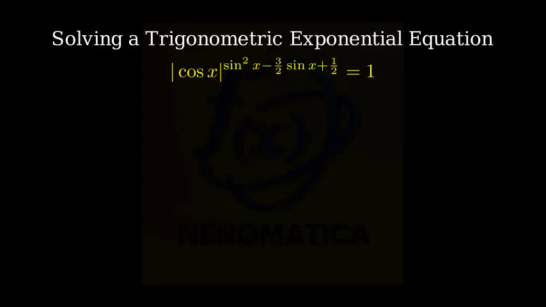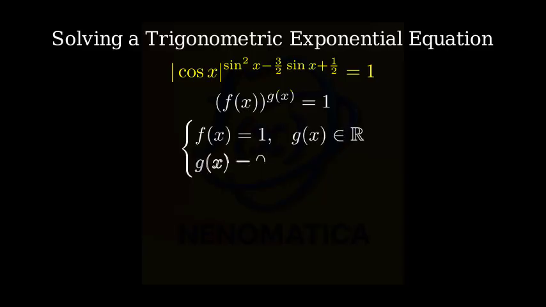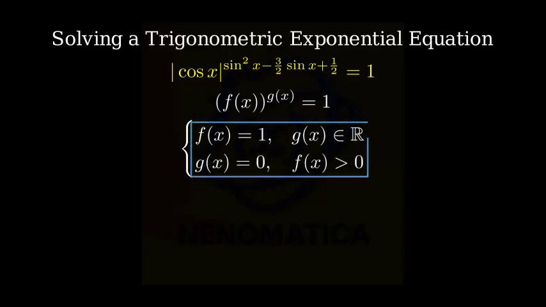When solving an exponential equation in the form f of x raised to the g of x equals 1, we need to consider two specific cases. The special cases for this type of equation are, case 1, f of x equals 1, and g of x can be any real number. Case 2, g of x equals 0, and f of x must be greater than 0. We should also note that we might still have solutions when f of x is less than 0, but we need to carefully check validity.